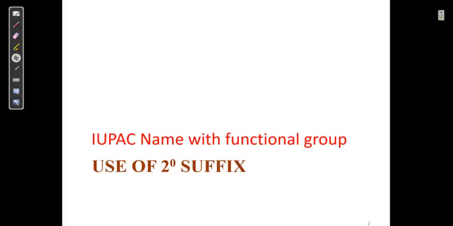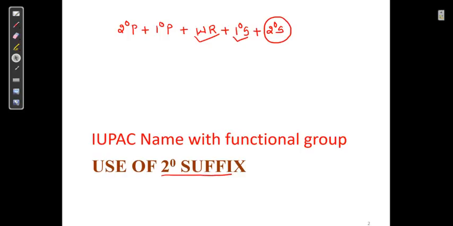IUPAC name with this functional group that comes under the secondary suffix. So if you see, we have the word root, then a primary suffix, then a secondary suffix, then a secondary prefix, plus a primary prefix. We have already discussed the word root, and today we are more focused on the secondary suffix that I mention here. If you want to correlate with the story, I can bifurcate these functional groups in two parts.